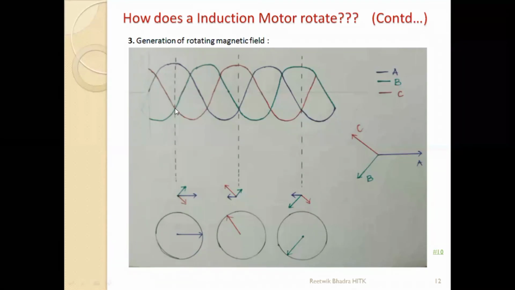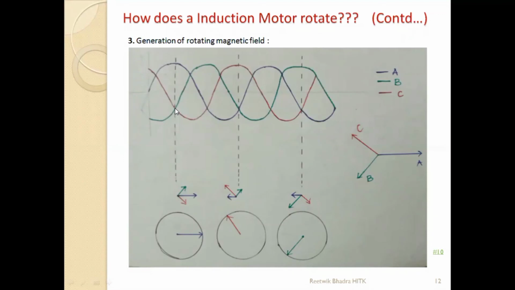Next, at the same point, the green and red colors intersect, and it is half of the magnitude. If this is Vm, this is half of Vm for both. So for B and C, the values are going in the negative direction. So B and C will be negative and half magnitude. C is positive in this direction, so C negative will be in this direction.